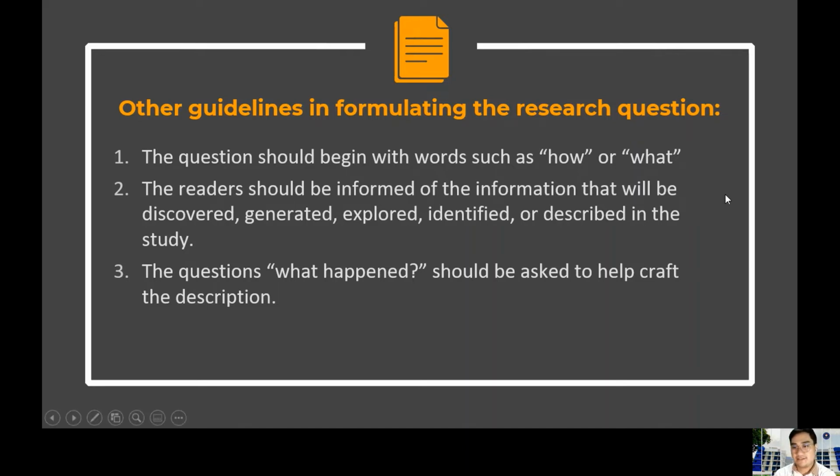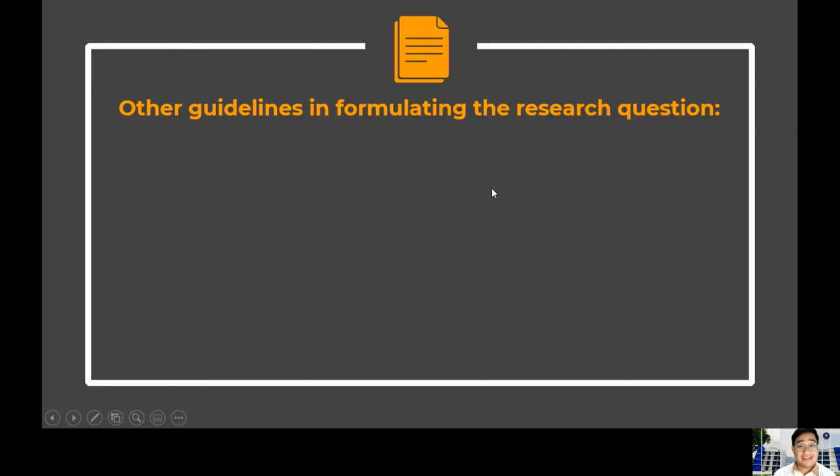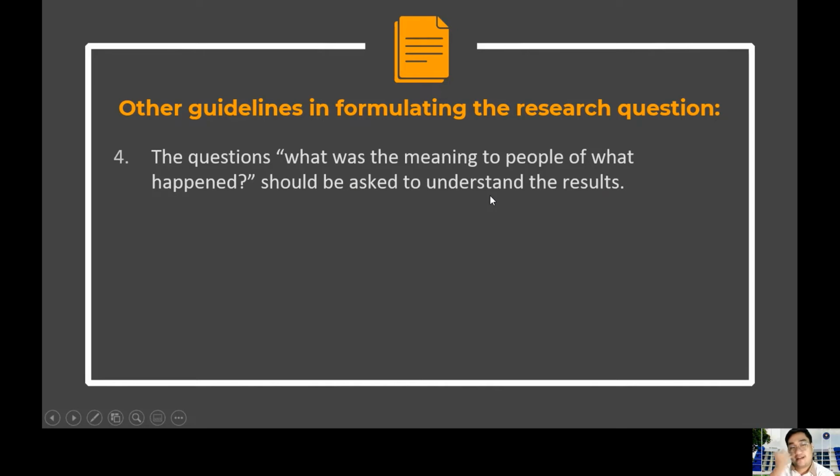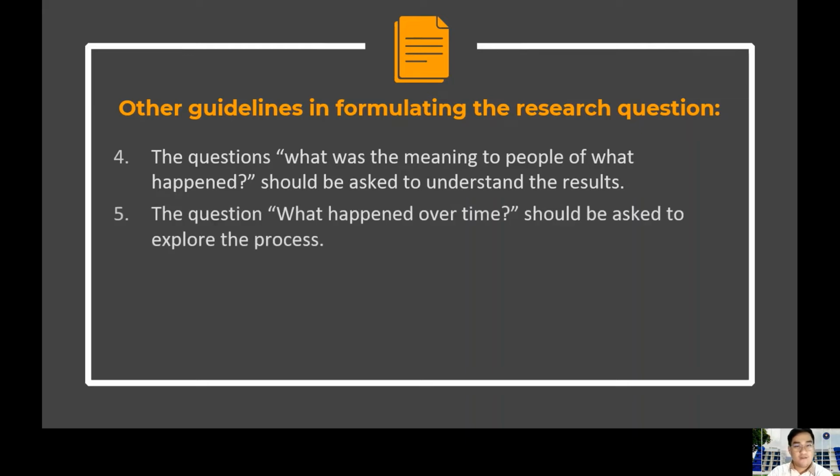Okay, let's proceed. Other guidelines in formulating. The next one: the question, what was the meaning to people of what happened, should be asked to understand the results. For this one, each and every one of your participants has their own description of what happened, their own description of their times, their own descriptions of their strategies. So what happened should always be asked to understand the result. So this is already for your result part.